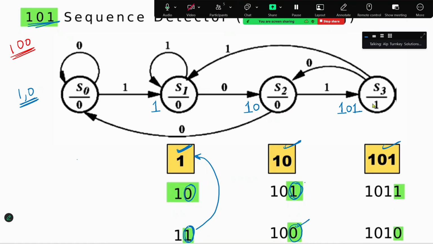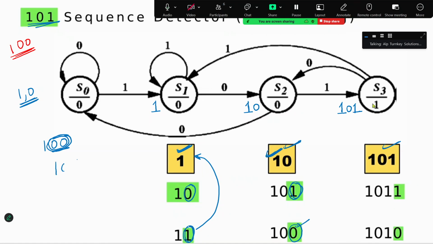But if it is 100, what will it do? It will first match with 2 bits. These 2 bits are matching with this 10 bit? It's not matching, no? First we need to check for 2 bits. Those are not matching. 100 is different, 10 is different.